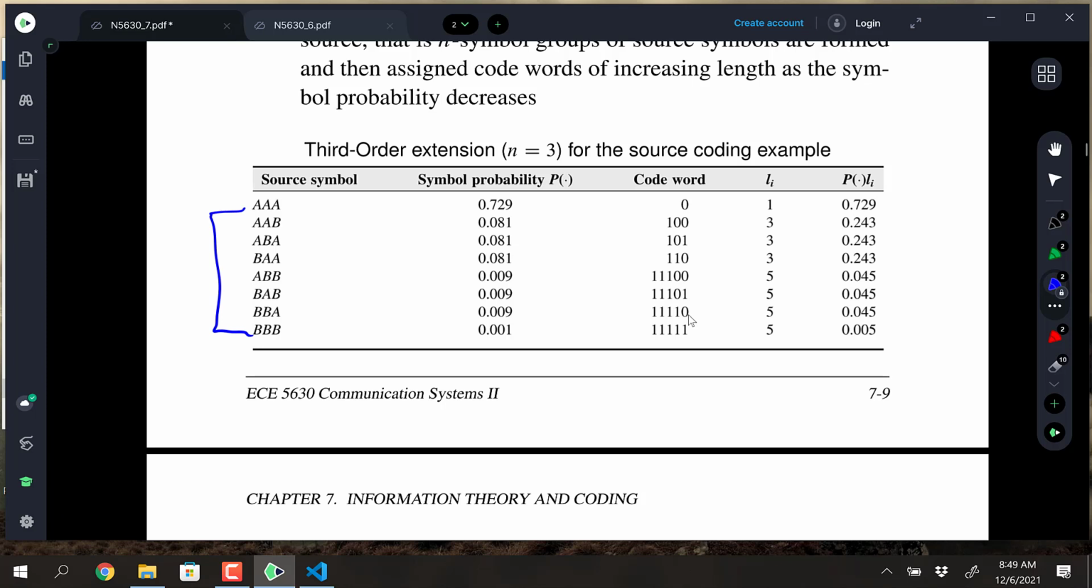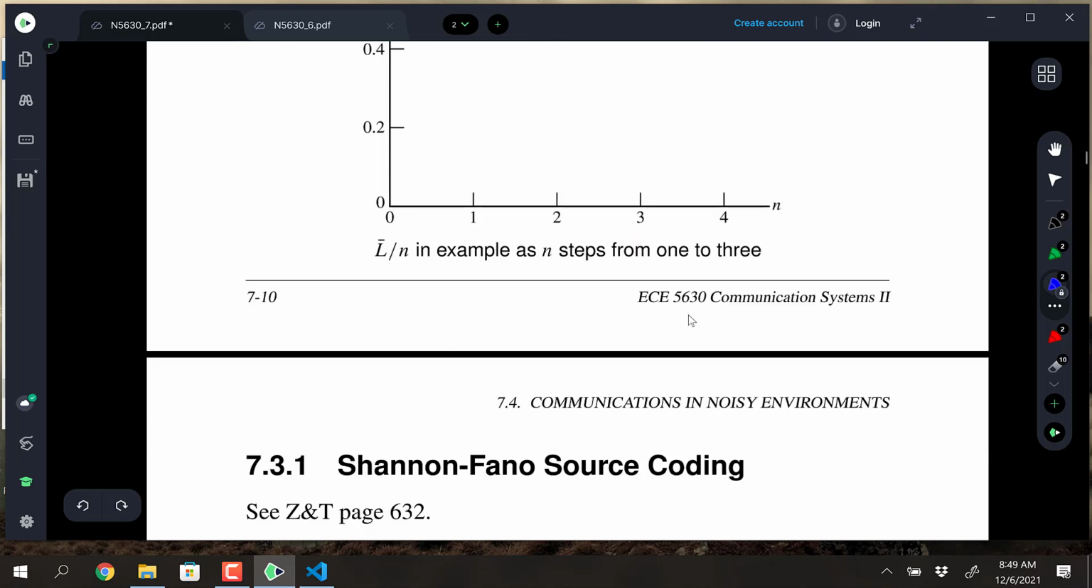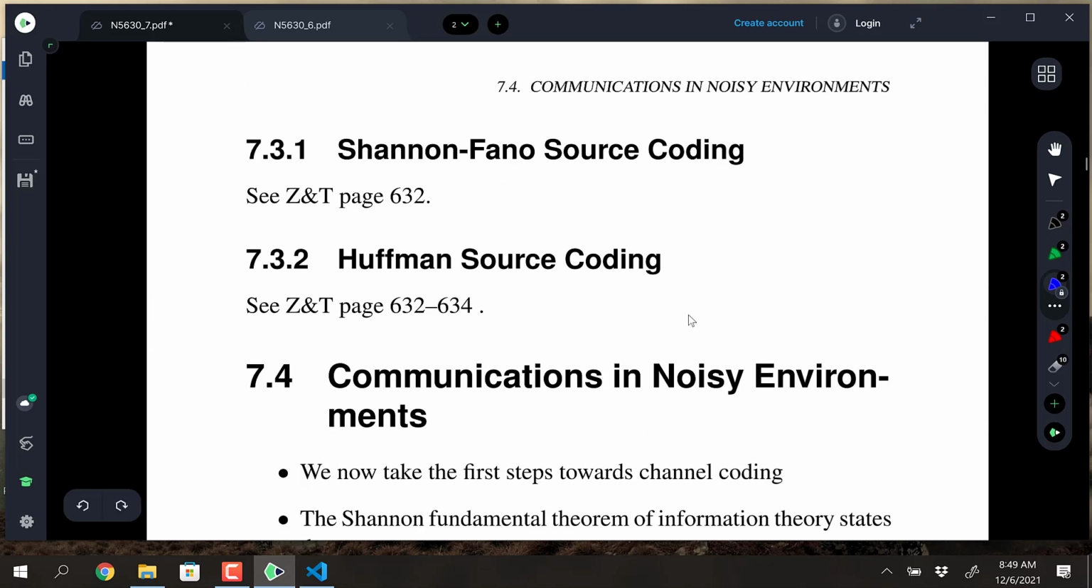Right. 'Cause I guess with the longer code word, you can more closely approximate symbol probability to code word. I think that's correct. I'm not thinking a lot in those terms, but I think it's along those lines. What you have to do is go look in the book and see that there's a lot more in there. There's Shannon-Fano source coding, and then Huffman source coding. And this is what you were mentioning.